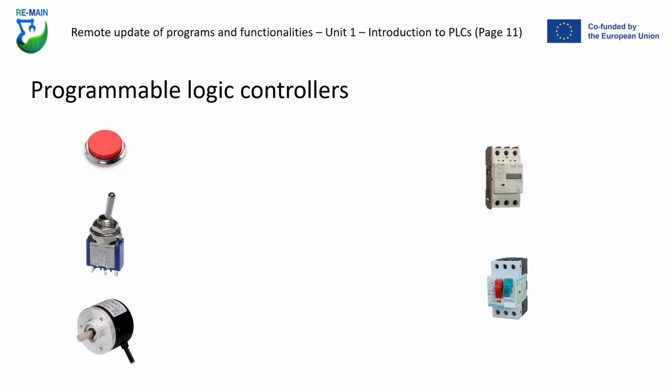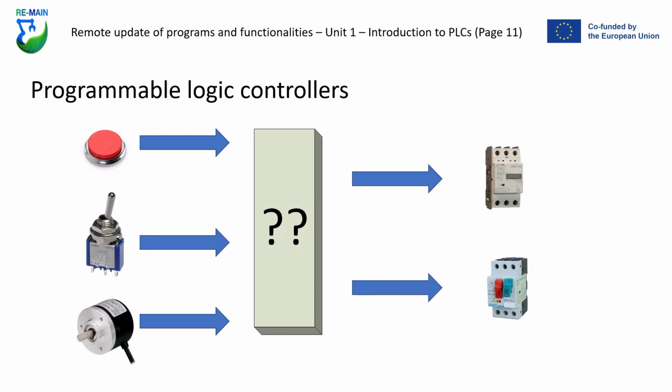So, by the end of the 1960s, some engineers had an idea. What if we built a system that would enable us to connect all input and output devices, and that such a system would enable us to do the connections, build and change a switching logic in a simple way. So they created such a system based on a digital computer, and they called it a programmable logic controller.